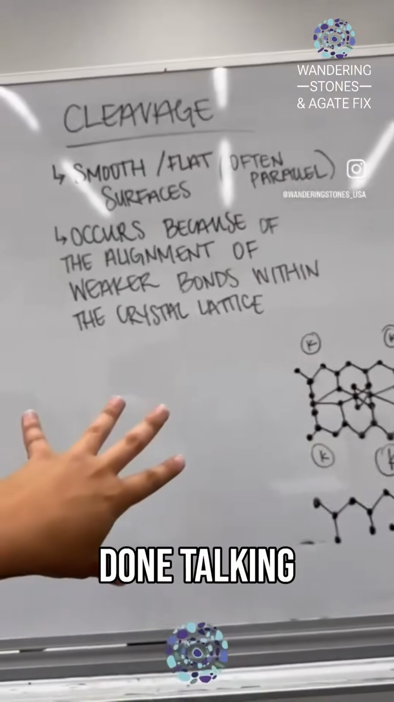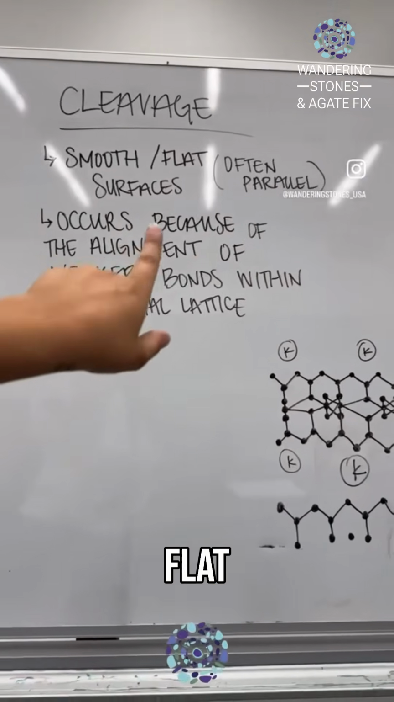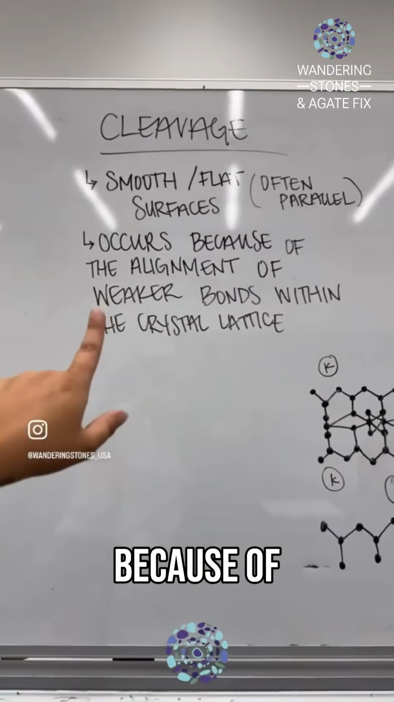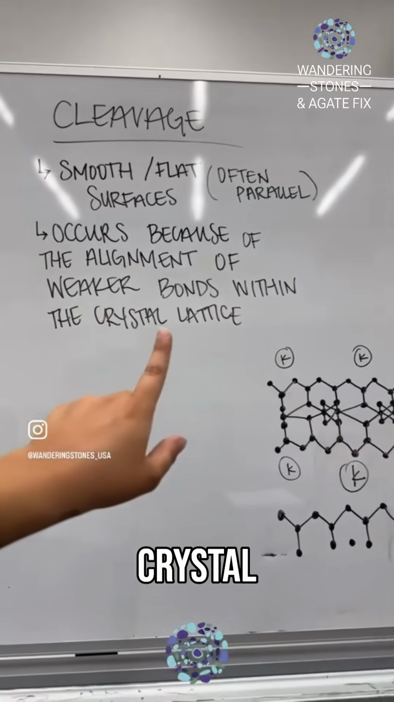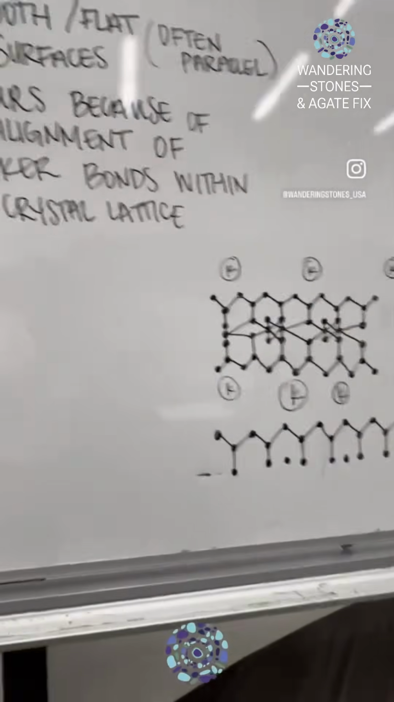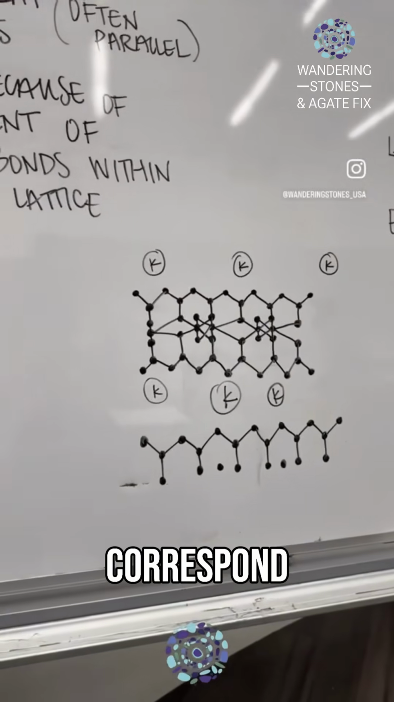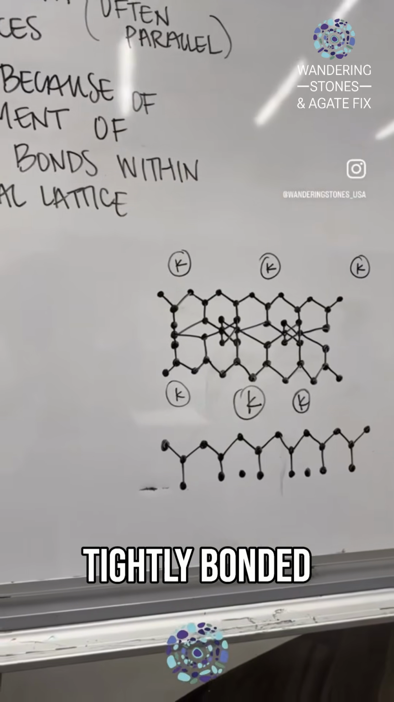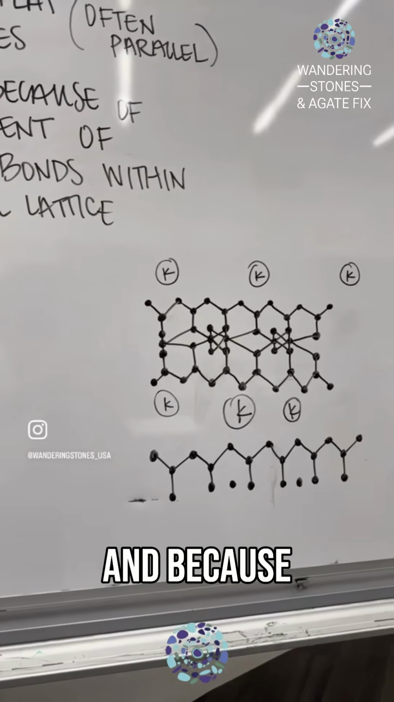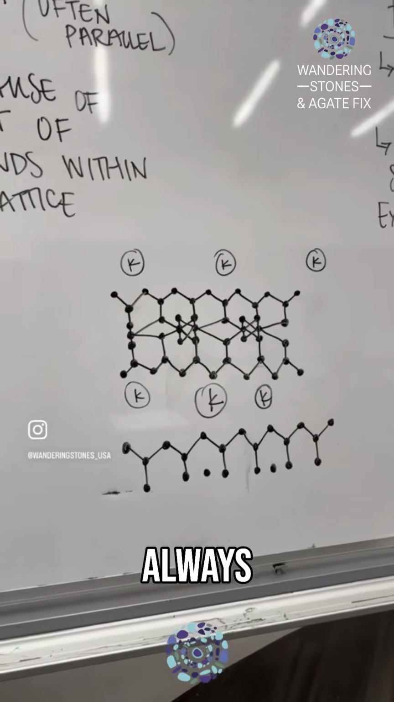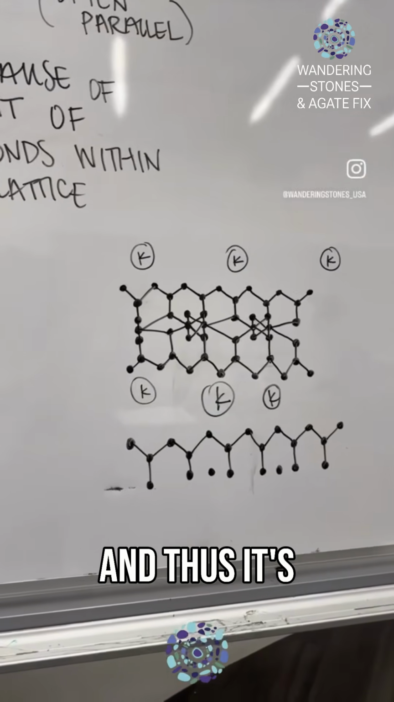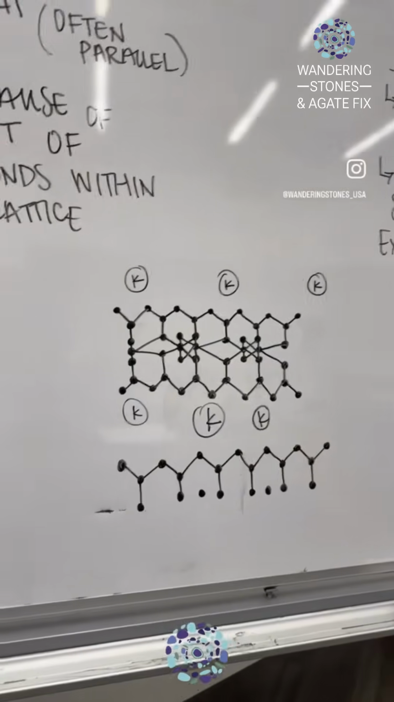We'll get into that when we're done talking about cleavage, but smooth, flat, often parallel surfaces, and then it occurs because of alignments of weaker bonds within the crystal lattice. There's clearly going to be some weak points in here. And the cleaving will correspond to the planes of atoms that are less tightly bonded to each other compared to the rest of the structure. And because the crystal lattice will always be the same, always, always, always, this is predictable and repeatable, and thus it's extremely diagnostic.